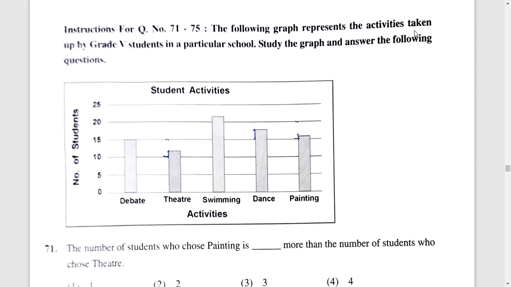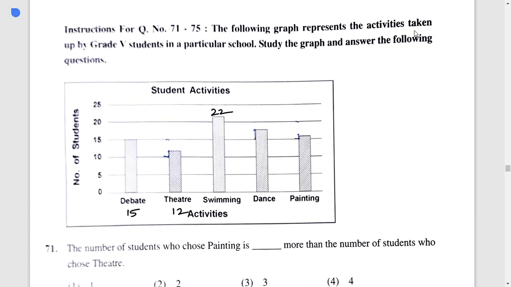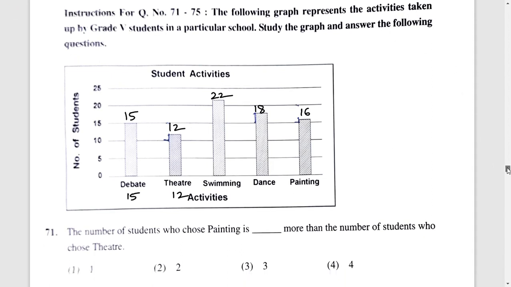So in debate, how many students are there? 15. In theater, 12. In swimming, how many students are there? 22. Next, dance, 18 students. In painting, 16. Now we will solve the questions below.